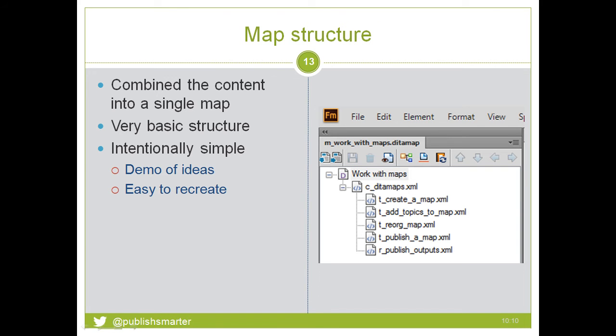Each of those 6 discrete topics would also be pulled together into a map that I also put into the same folder, in my case the conditional publishing folder. I combine all of the content into one map with a very basic structure, and I'm intentionally keeping this simple. The map has a title, Work with Maps, it has the concept, DITA maps, and then the tasks and the reference are inserted as a child of that concept. That's it. This exists so that I can demonstrate some of the ideas around conditional publishing, and it makes it really easy if you want to recreate this information yourself.